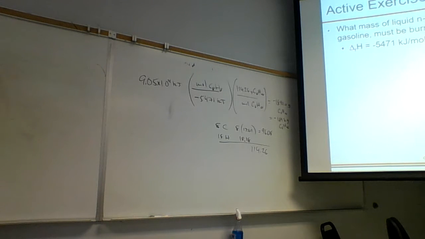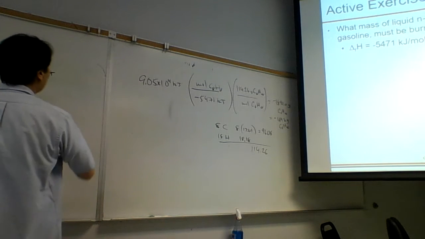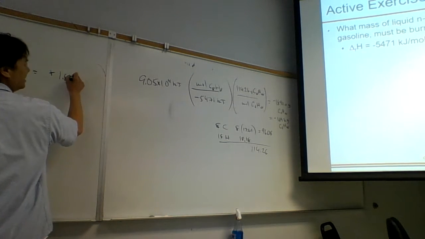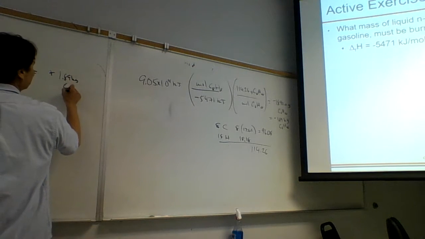Oct is 8 carbons. And then we'll just convert it to kilograms. A kilogram is 1,000 grams. And so what we get is I need to burn a positive 1.89 kilograms of octane required.